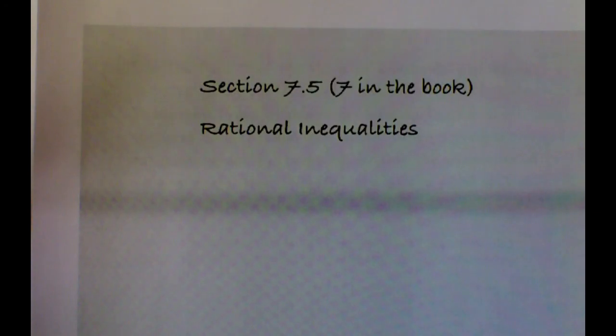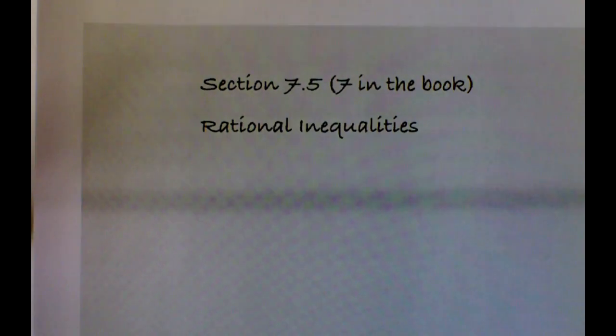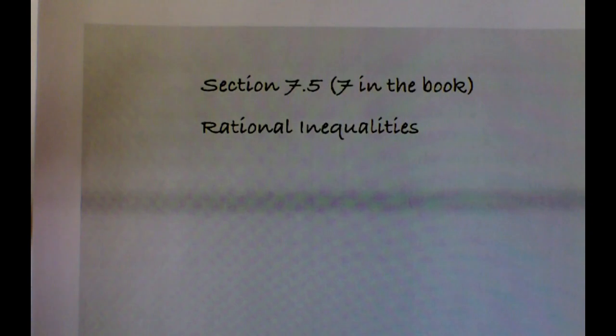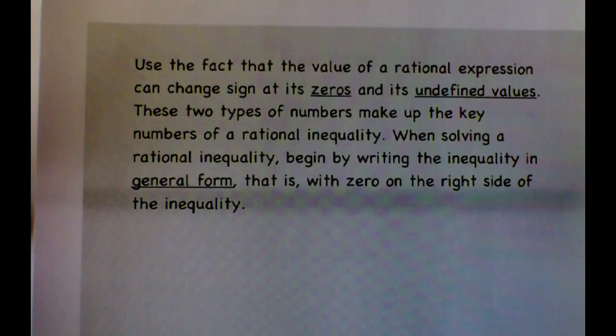All right, we are calling this Chapter 2, Section 7.5. It's really 2.7 in the textbook, but this is about rational inequalities. We talked about polynomial inequalities before. Now we're going to talk about rational ones.